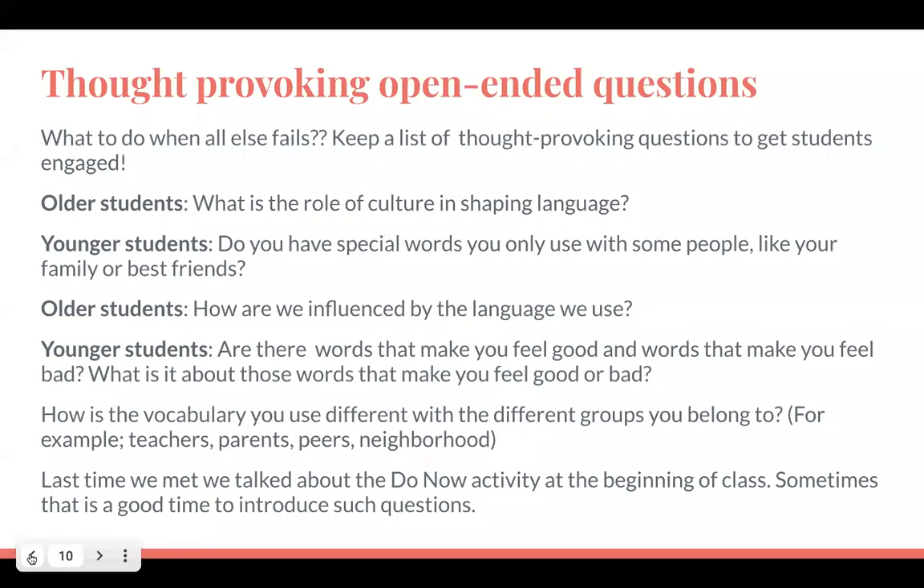So older students, here's an example for the lesson we just did. What is the role of culture in shaping language? With younger students, you can ask, do you have special words you use only with some people, like your family or best friends, right? Because most of us use different language at home and with our friends, or students use different vocabulary with their teachers than they do with their friends, right?